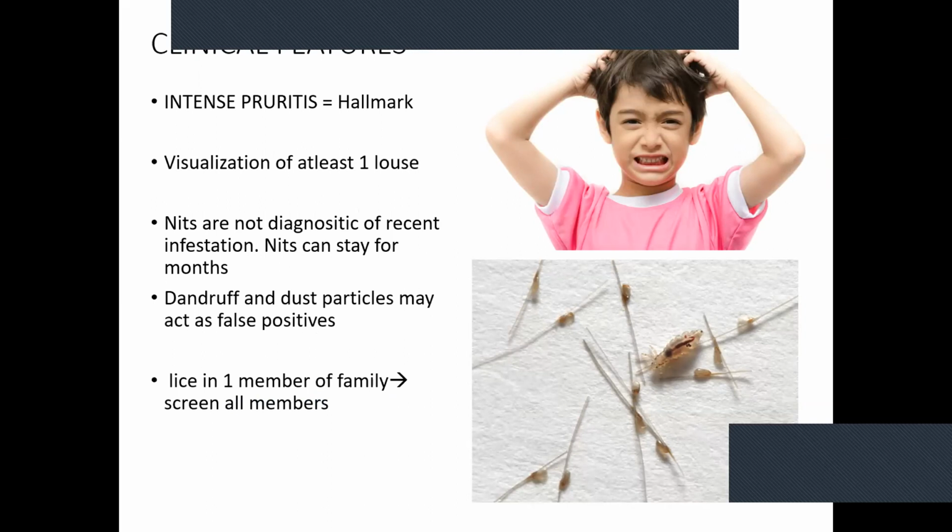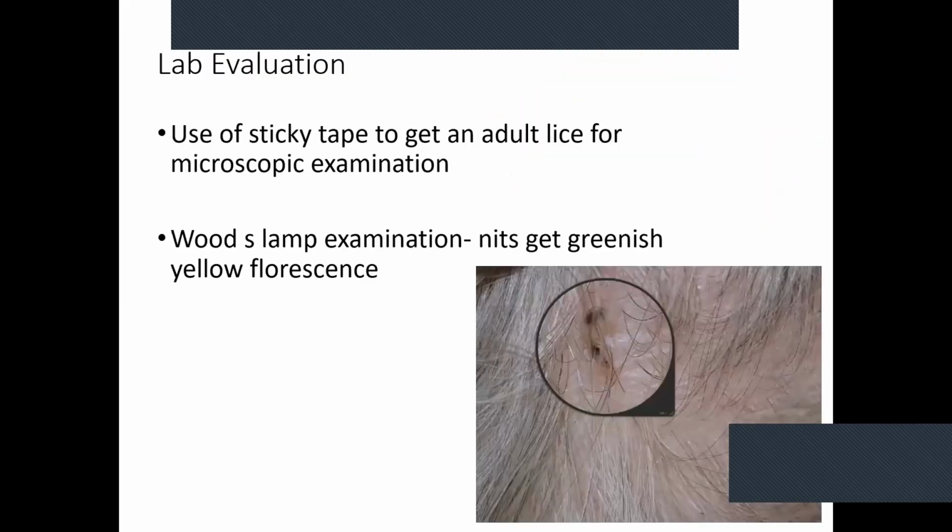Lice in one family member means you have to screen all family members, and they have to be treated together. Lab evaluation as such, it is a clinical diagnosis only. Some may use sticky tape to get an adult louse for microscopic examination. Wood's lamp examination may be done. Nits are known to show greenish yellowish fluorescence on Wood's lamp.